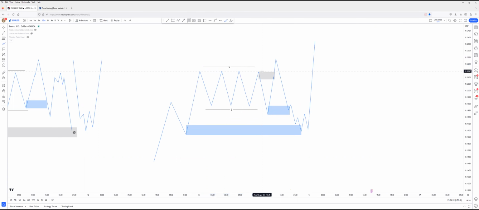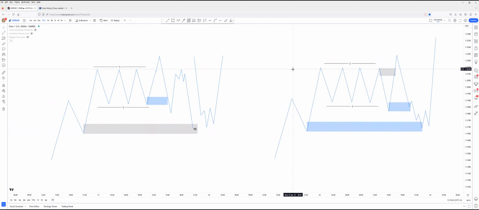That's why we are mainly using it on the 15-minute. But that's how you can use it. That's the logic behind it, and that's how you can actually make money with these range sweeping concepts.